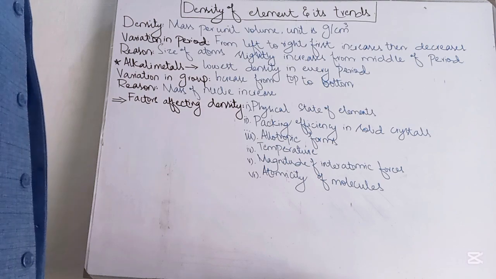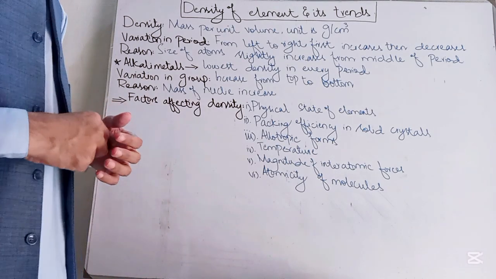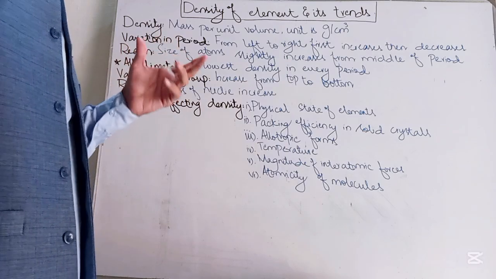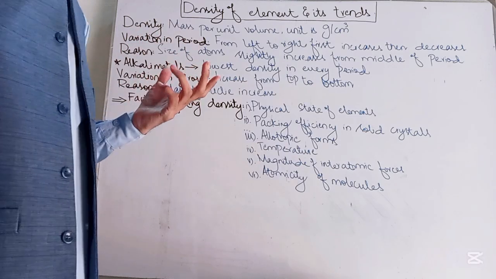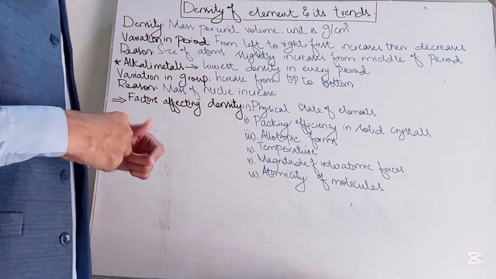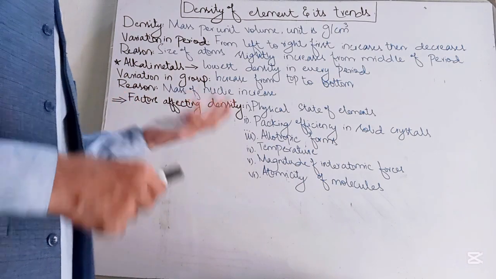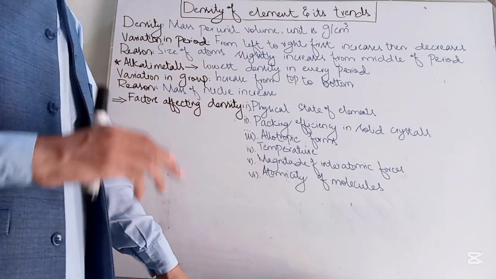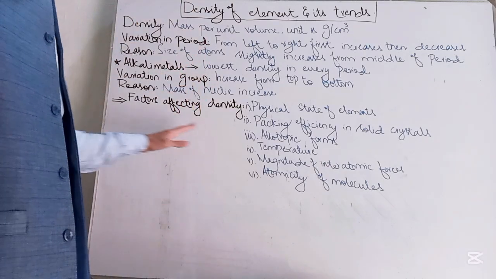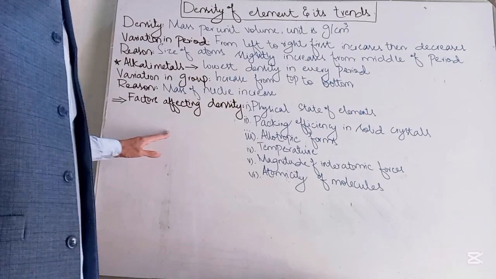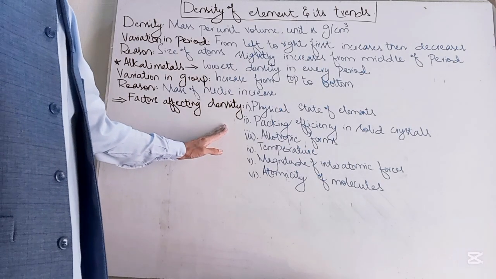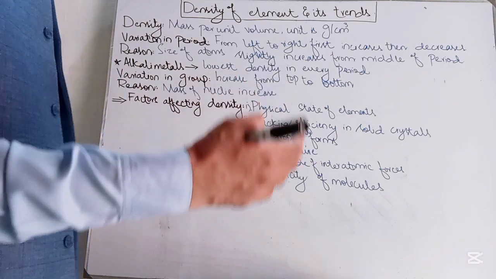So the important question is: what is the variation in the periodic table? If we talk about the variation, first of all, we will talk about the variation in the period, then we will talk about the variation in the group. So variation in period, from left to right, first the density increases, then it decreases. It's basically a double trend in a period. At the start, when we move from left to right, the value of density first increases, becomes maximum in the middle of the period, and then starts decreasing toward the end of the period.